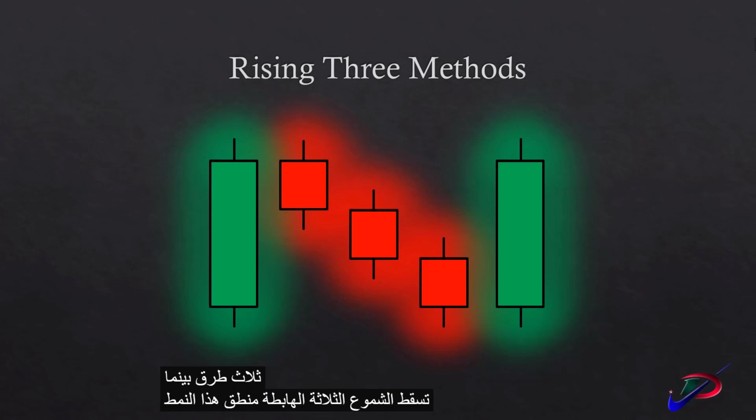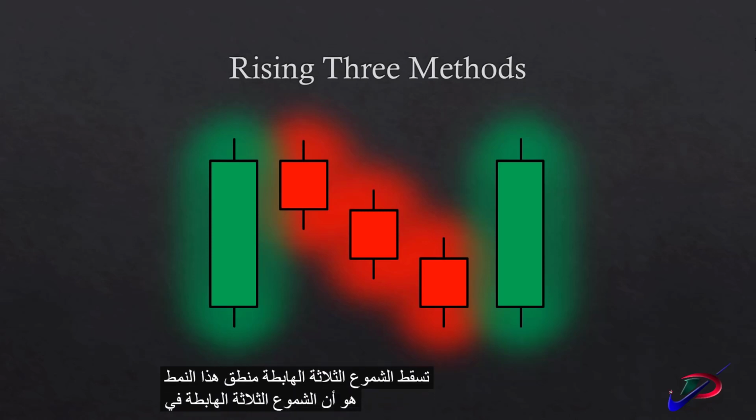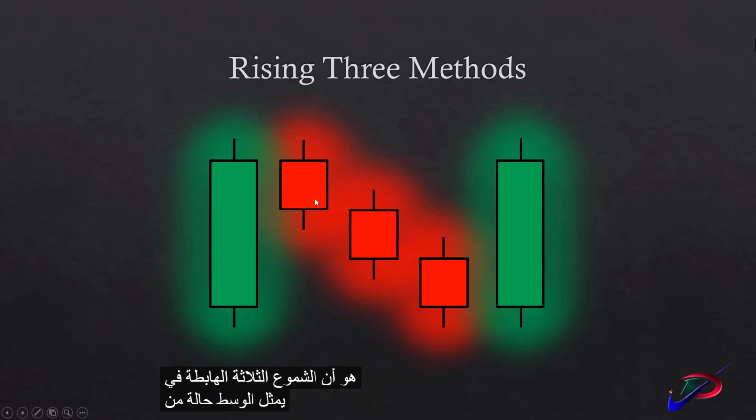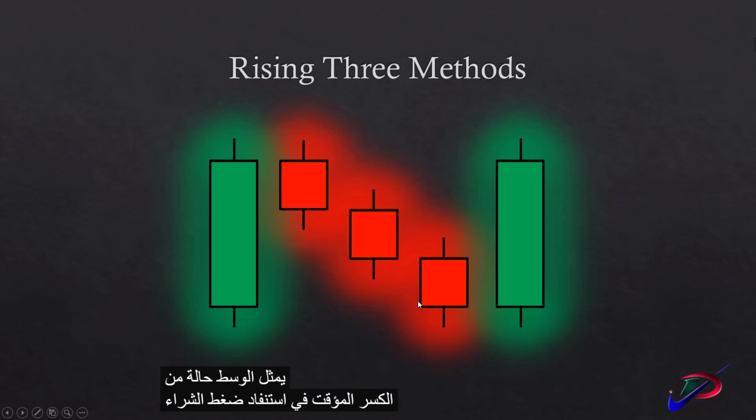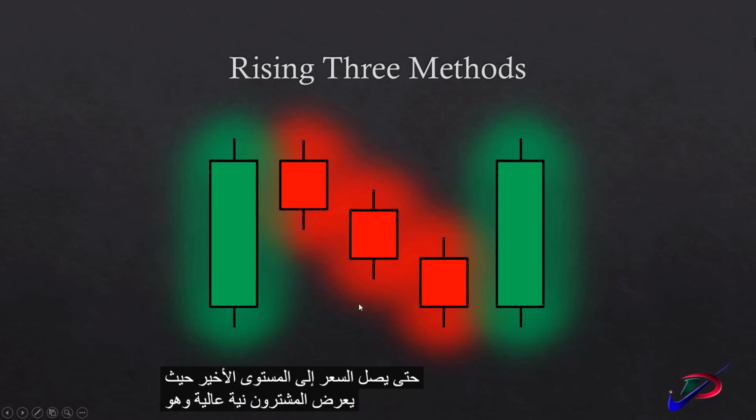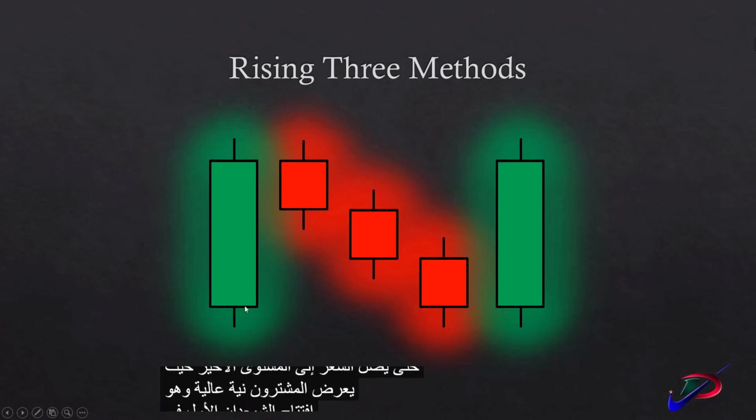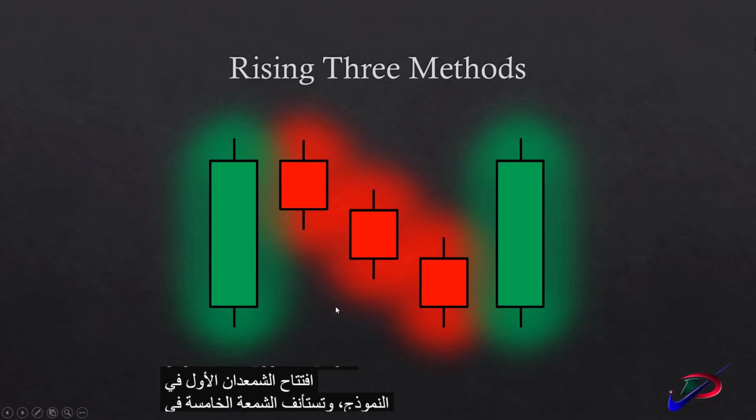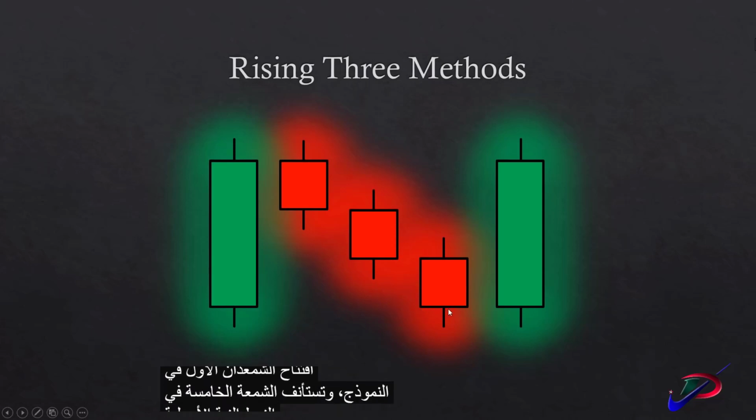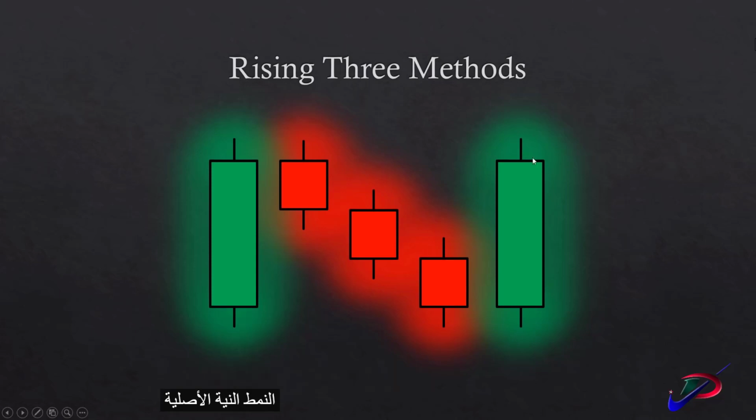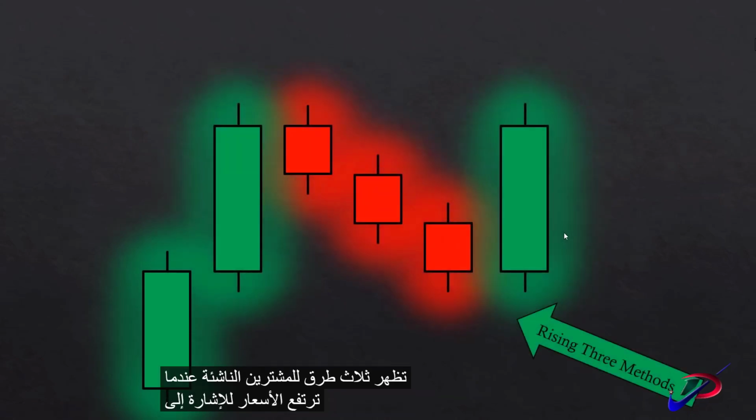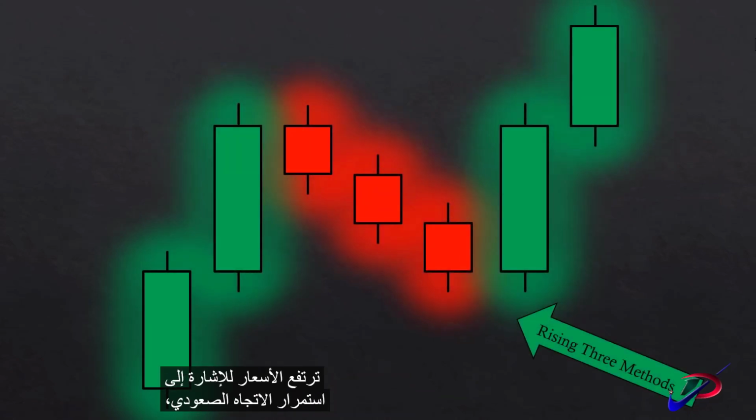The logic of this pattern is that the 3 bearish candles in the middle represent a temporary break in the buying pressure exhaustion, meaning that sellers assume control until price reaches the last level where buyers displayed high intent, which is the open of the first candlestick in the pattern. The 5th candle in the pattern resumes the original intent of buyers. The rising 3 methods appear when price is going up in order to signal a continuation to the upside.